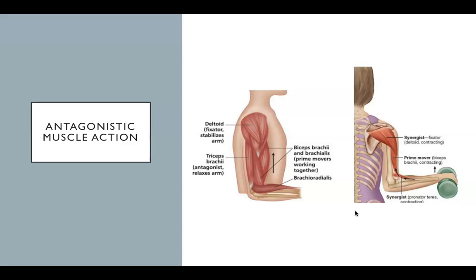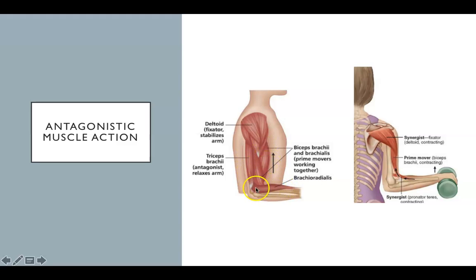Main points: agonist, prime mover. Antagonist opposes the prime mover, opposes the agonist. Really important. So for elbow flexion or a bicep curl, we've got the biceps brachii here is the agonist, triceps brachii, antagonist. Okay, it opposes the agonist.